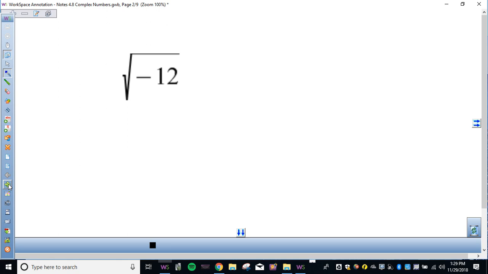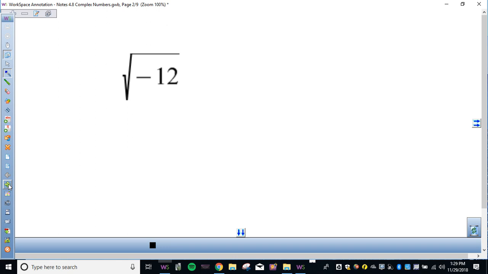Okay, here's another, square root of negative 12. It's a good look. He's just looking at. I got you. Thank you. Have a good one. Later.